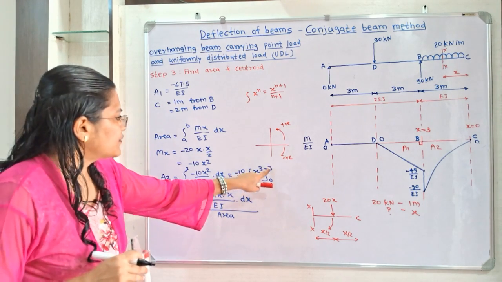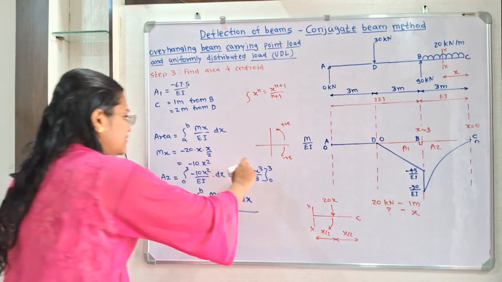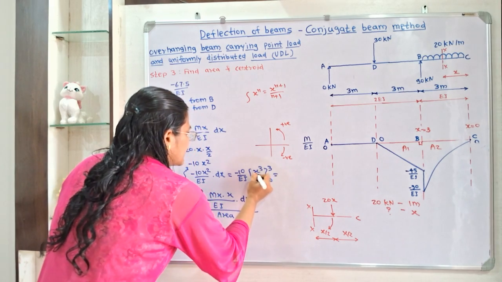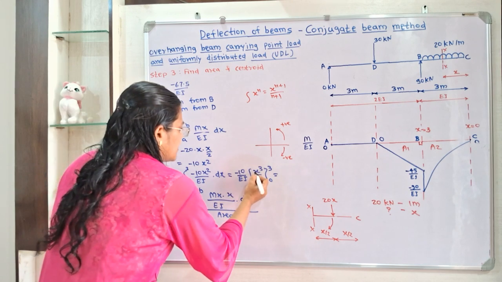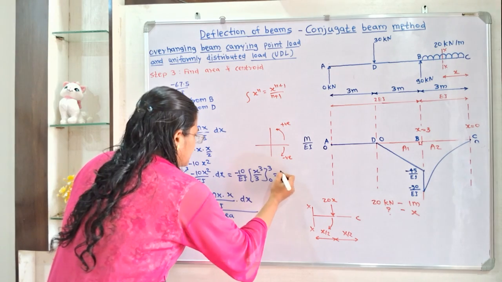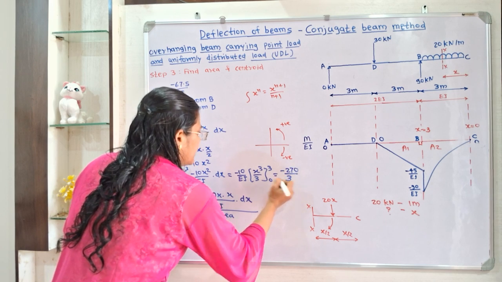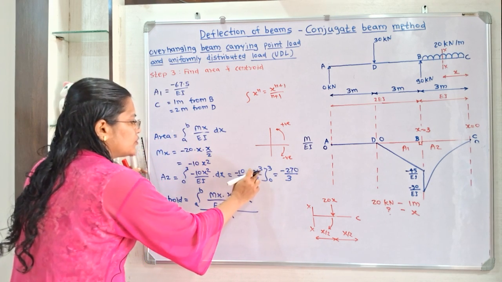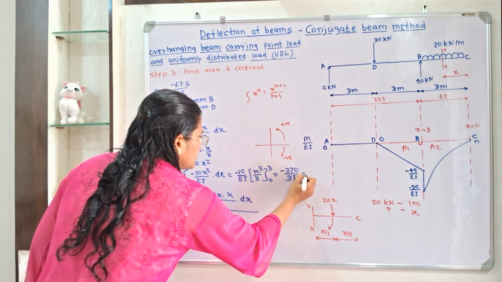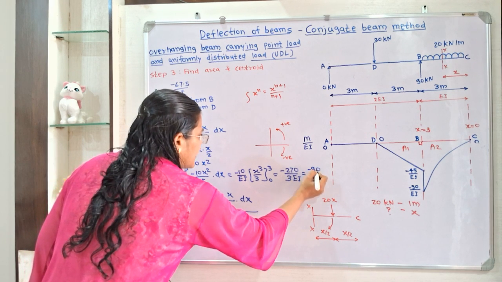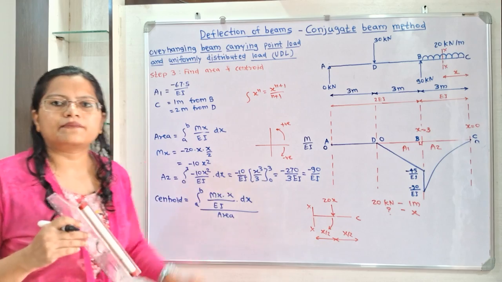So instead of x we will put 3. So 3 cube, that means 3 multiplied by 3 multiplied by 3, that is 27. So 27 into minus 10, minus 270 divided by 3, and next value is 0. So this whole term will become 0, and minus 3 EI. When we simplify this, minus 90 by EI. So this is the value of A2, minus 90 by EI.